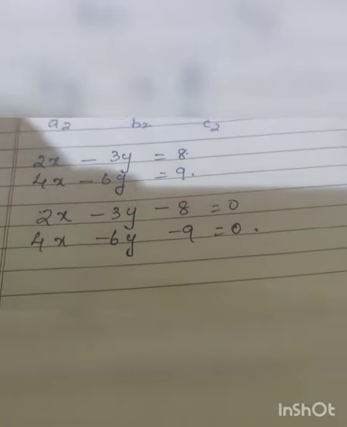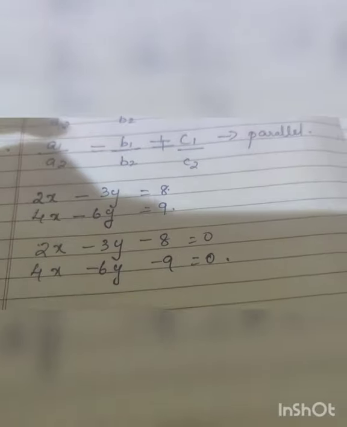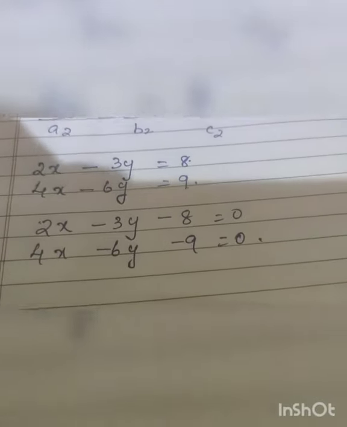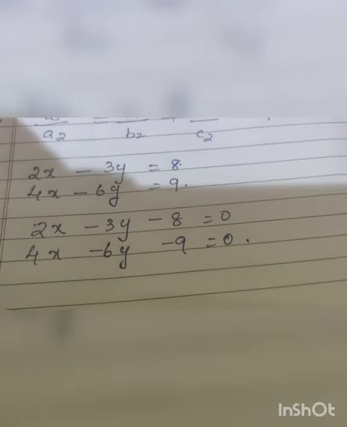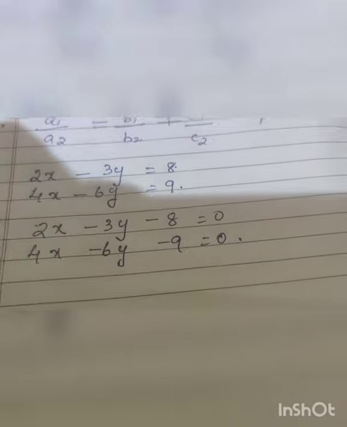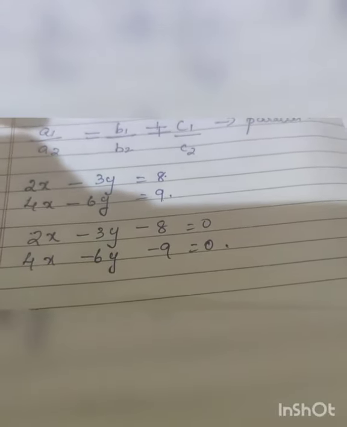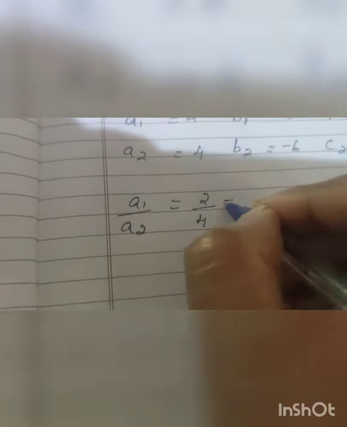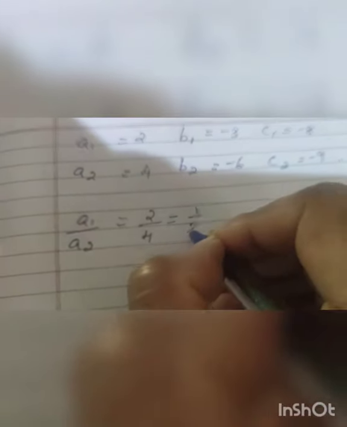Now we have to find what a1 is. a1 is 2, b1 is negative 3, c1 is negative 8. Then what is a2? 4. b2 is negative 6, c2 is negative 9. Now we can find the ratio a1 by a2. What is a1 by a2? 2 by 4, which can be written as 1 by 2.